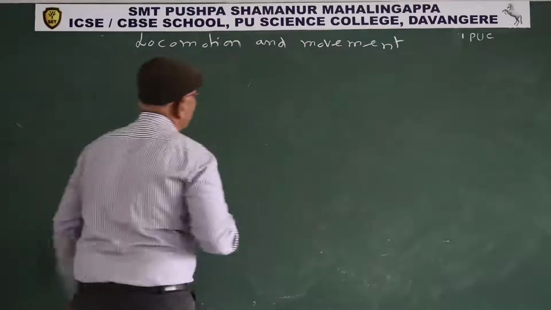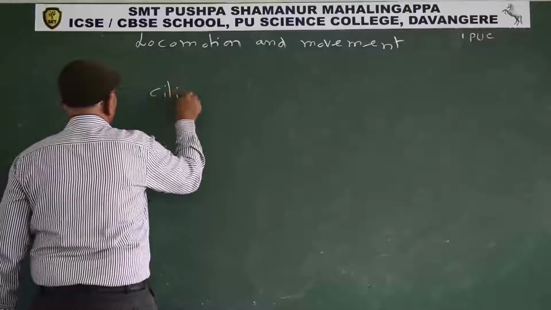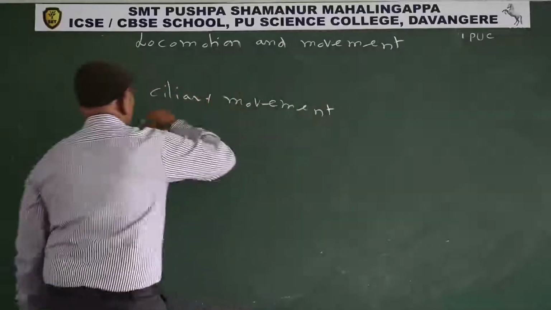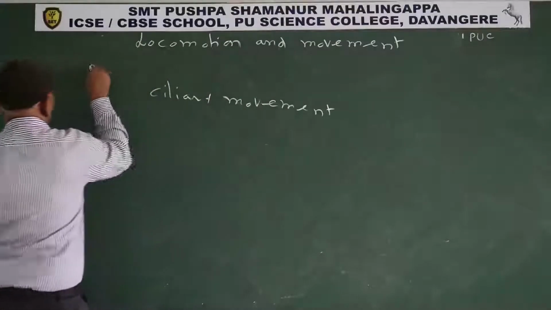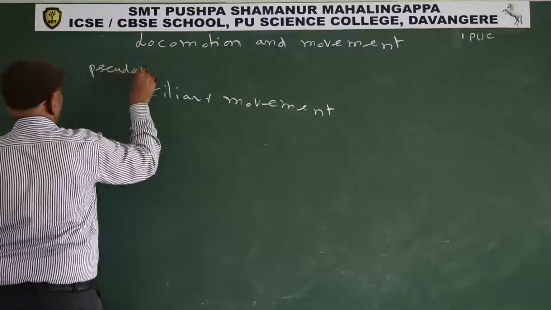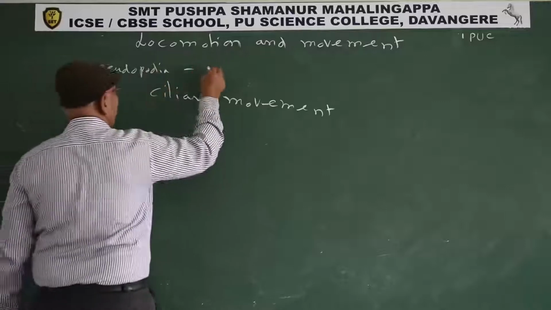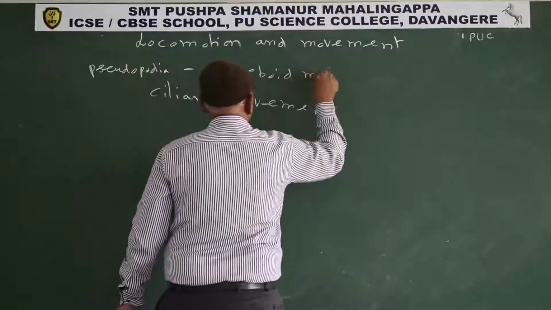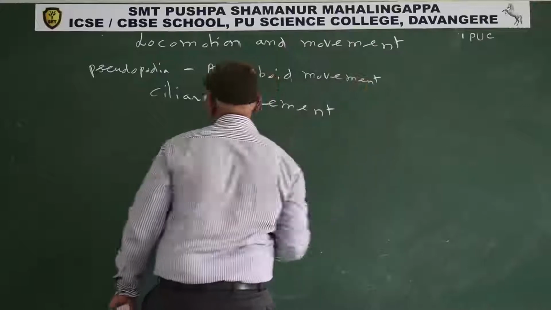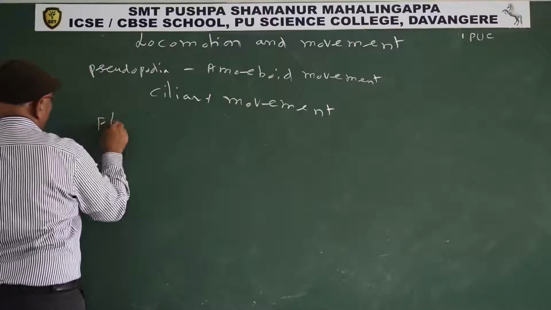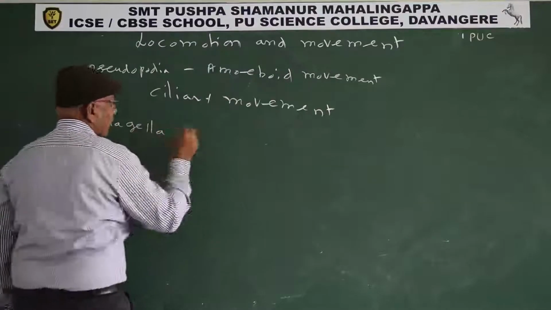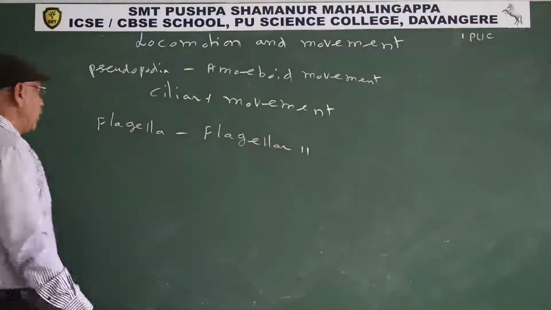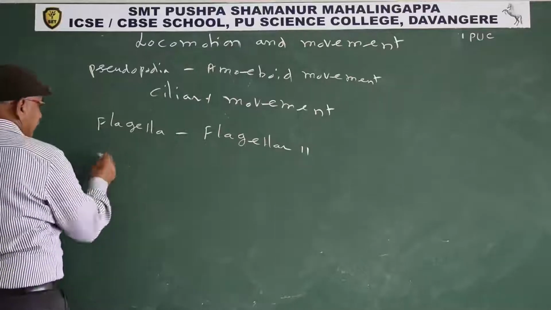Movement with the help of cilia is known as ciliary movement. Movement with the help of pseudopodia is amoeboid movement. Movement with the help of flagella is flagellar movement.